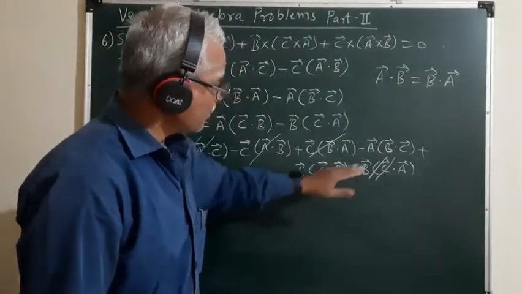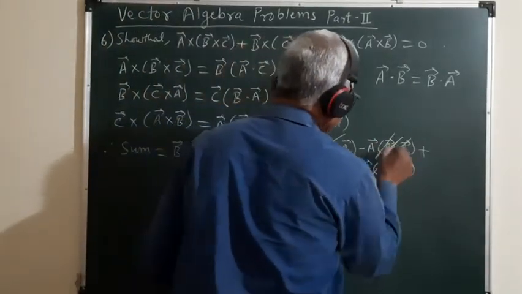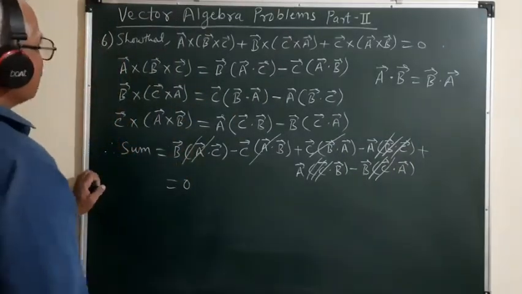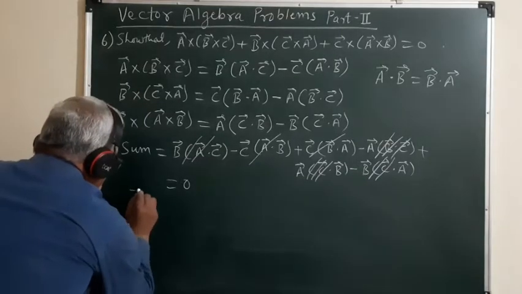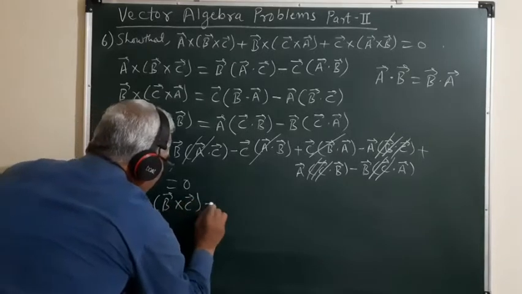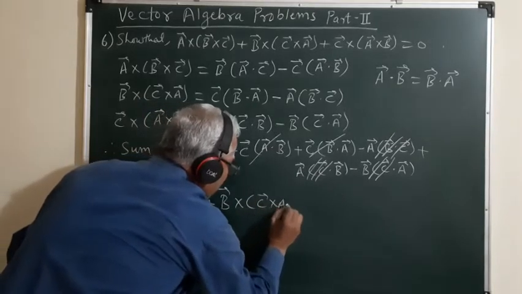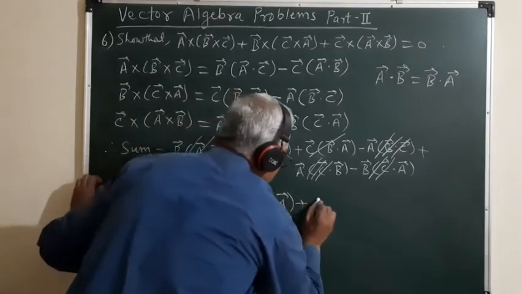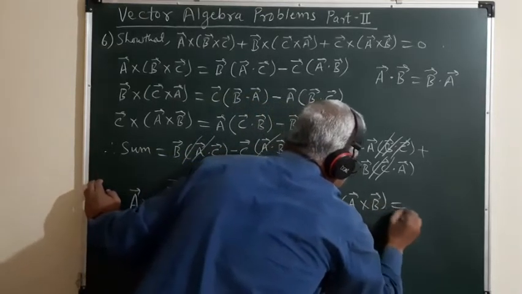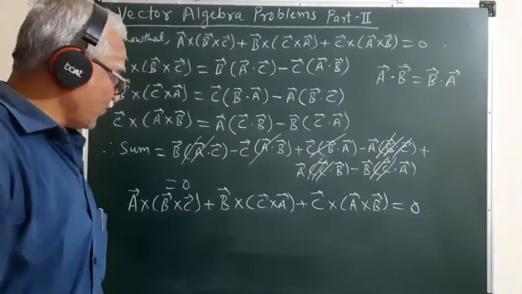So one term is positive, the other term is negative. So again these two terms will get cancelled. So what is the sum? The sum works out to be equal to 0, which means to say that the sum a bar cross b bar cross c bar plus b bar cross c bar cross a bar plus c bar cross a bar cross b bar works out to be equal to 0, and that is what we are asked to prove.